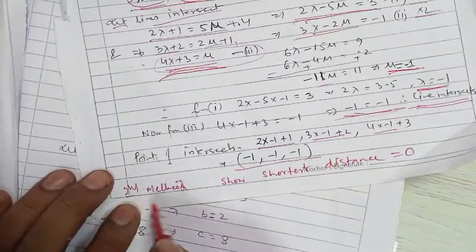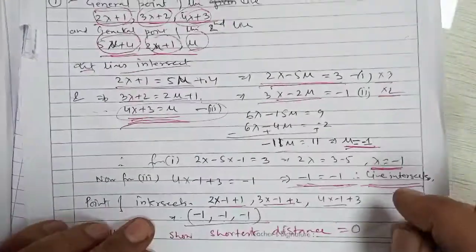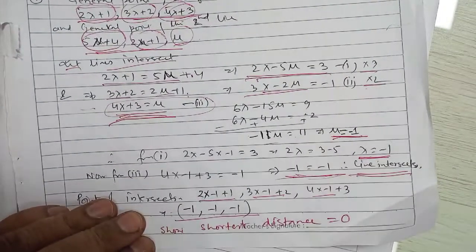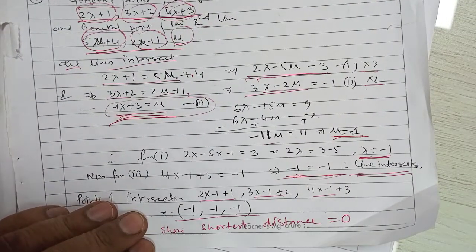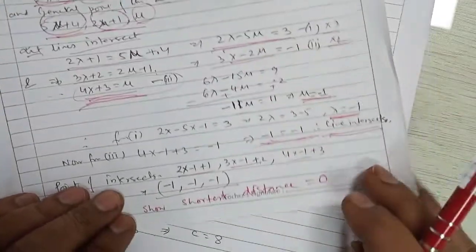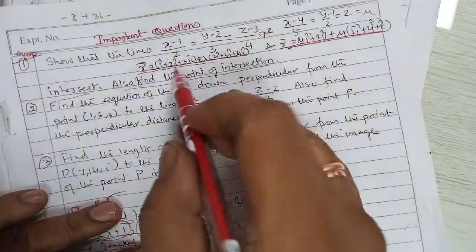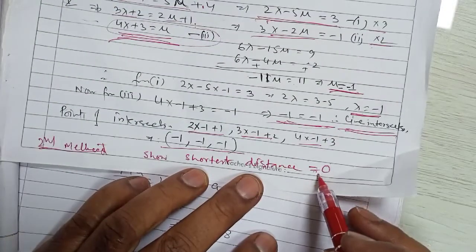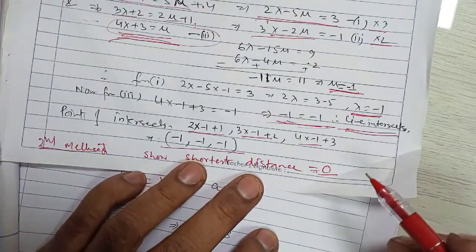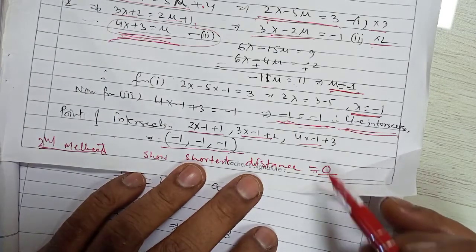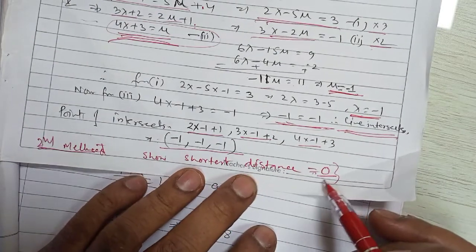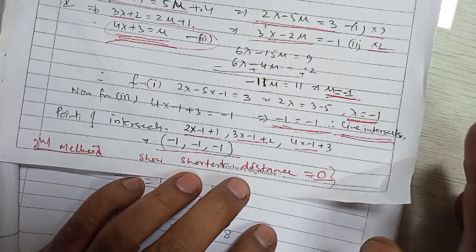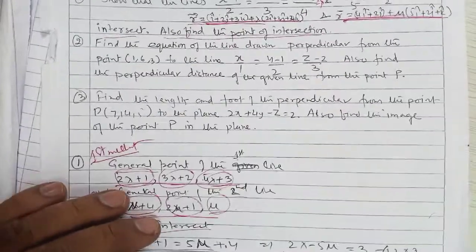Another method, the second method: we can solve half of this question very easily. We will find the shortest distance between these two lines. If it is coming 0, it means the lines intersect. So half of the question we can do, not the whole. Now come to question number 2.